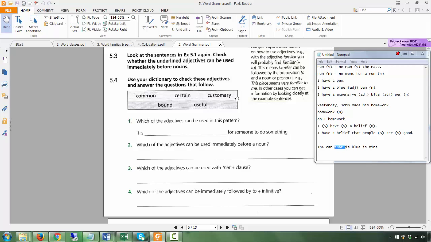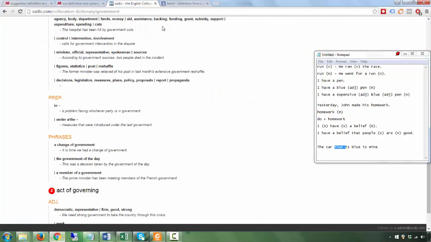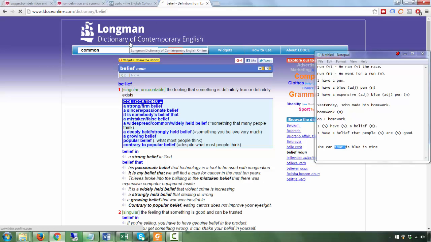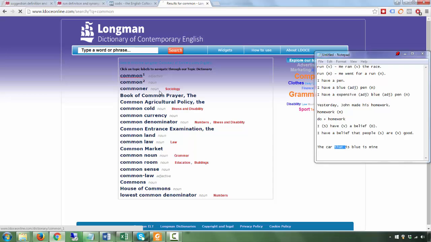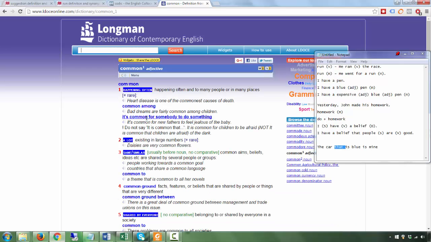Which of the adjectives, these are all adjectives, can fit into this very common pattern: "it is adjective for someone to do something"? Now go through, this is where I tell you that you should use your Longman, because some of this Macmillan is not so comprehensive. So use your Longman dictionary here and put common in, put bound in, put certain. Do they have this pattern? For example, common. Common adjective. "It is common for someone to do something." Okay, so yes.